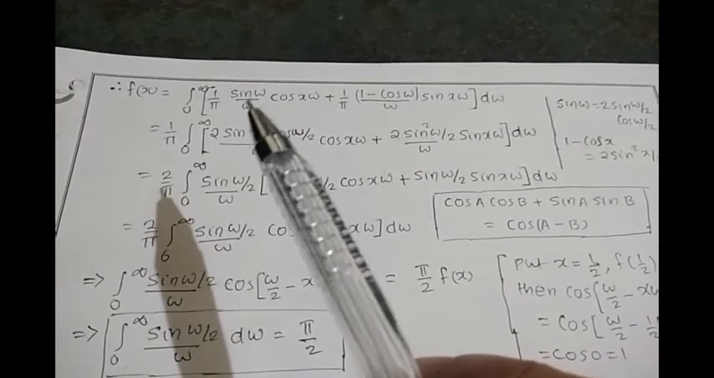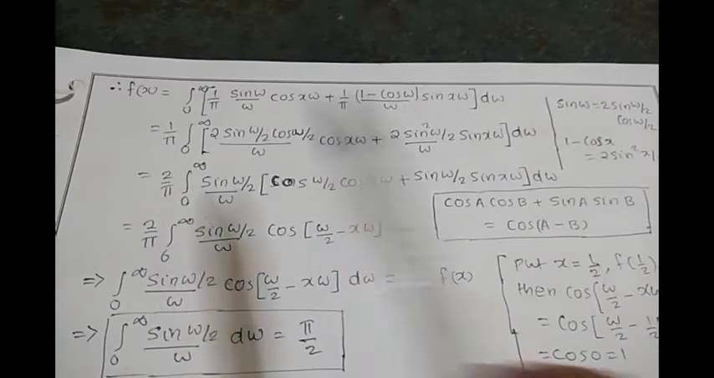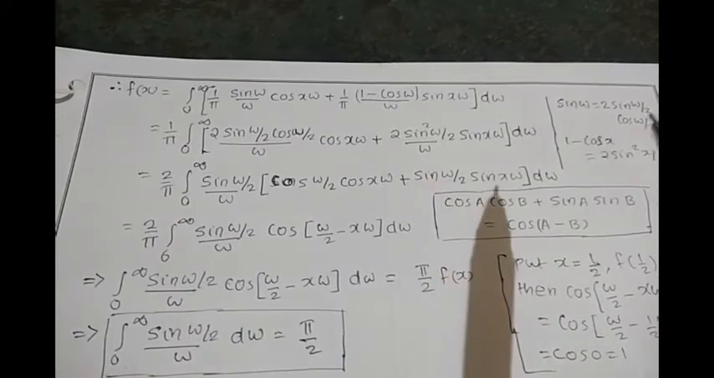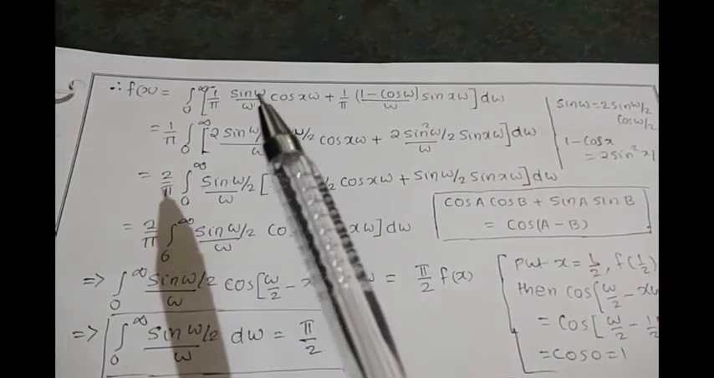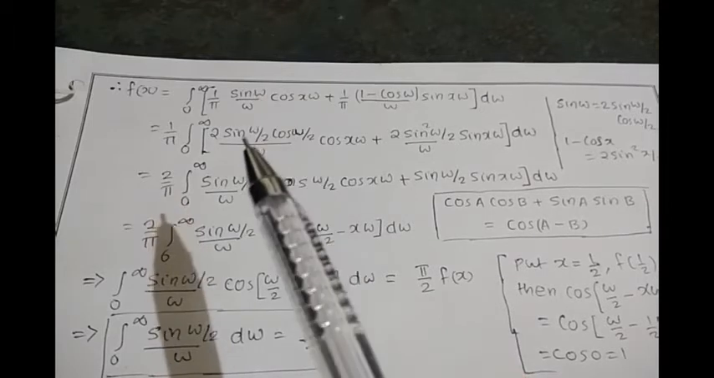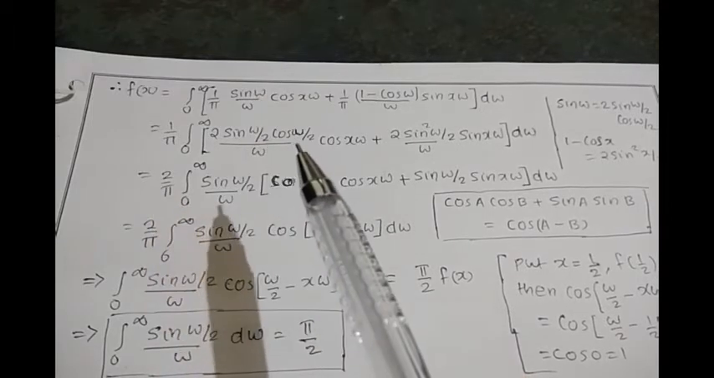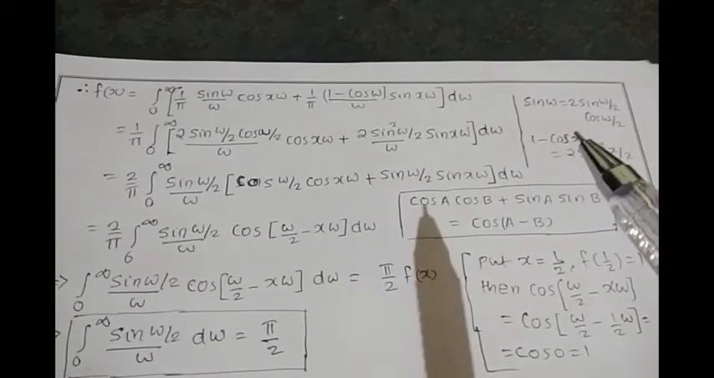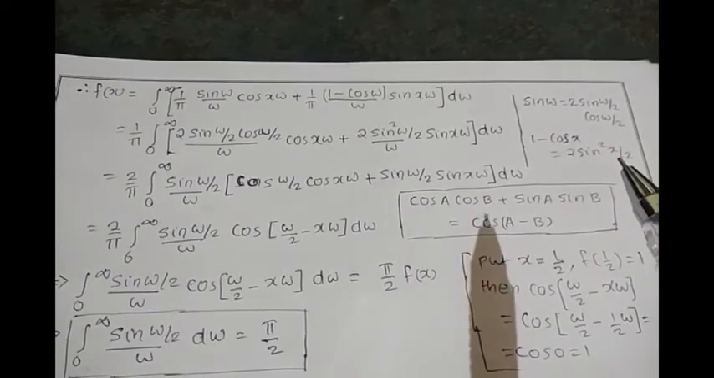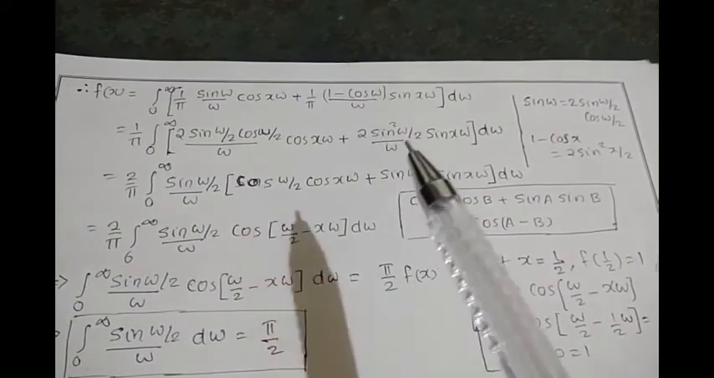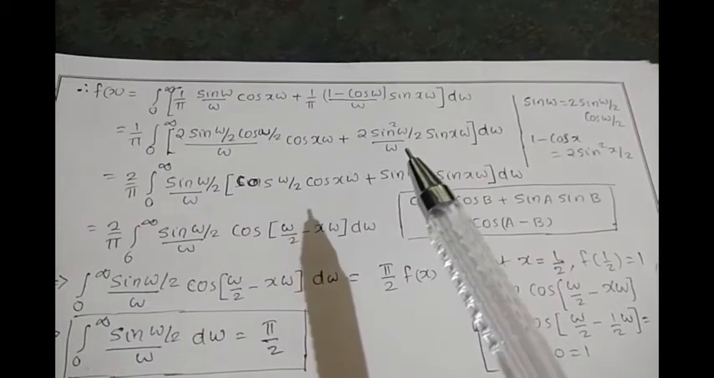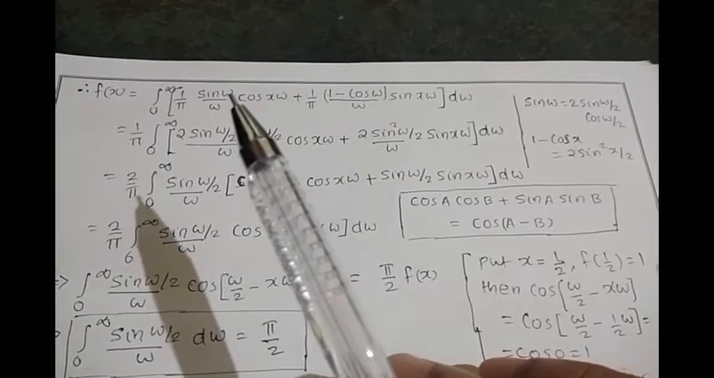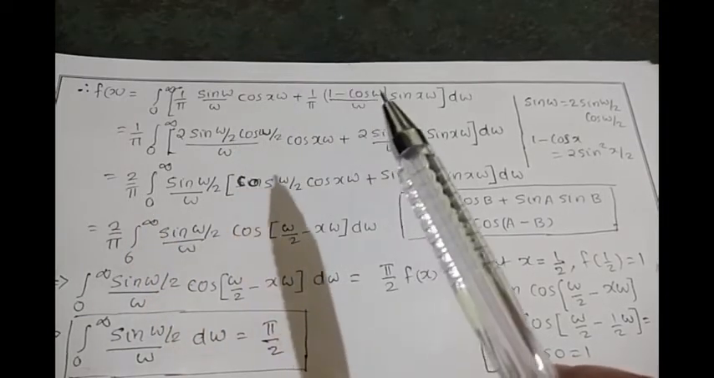We know that sin 2 theta equals 2 sin theta cos theta. So sin omega can be written as 2 sin omega by 2 cos omega by 2. The cos omega x is written as it is, by omega. Then 1 minus cos 2 theta, that is 1 minus cos theta, is 2 sin square theta by 2. So I am writing 1 minus cos omega as 2 sin square omega by 2, by omega, sin x omega. I have applied two formulas: one for sin omega, one for 1 minus cos omega.